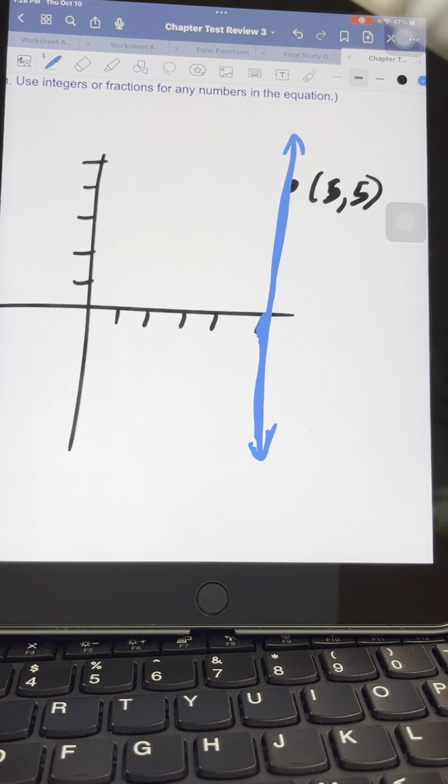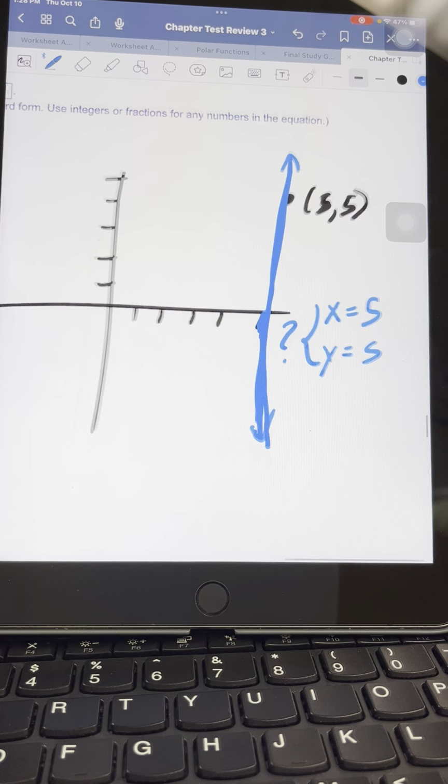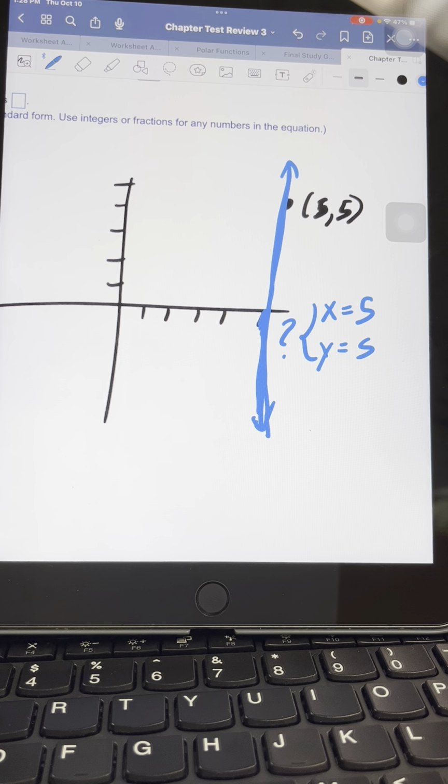Is it x equals 5? Or is it y equals 5? Which one? You tell me. If my y were to equal 5, that means my 5 would have to be here. Is this here? Absolutely not.